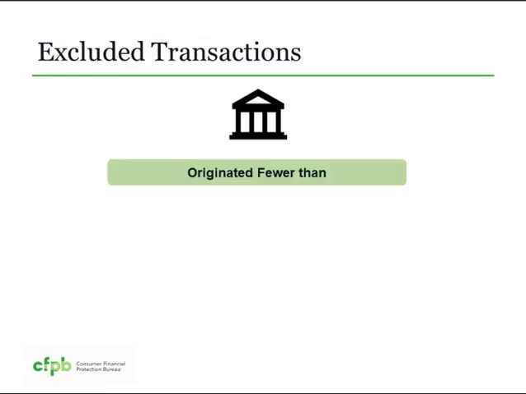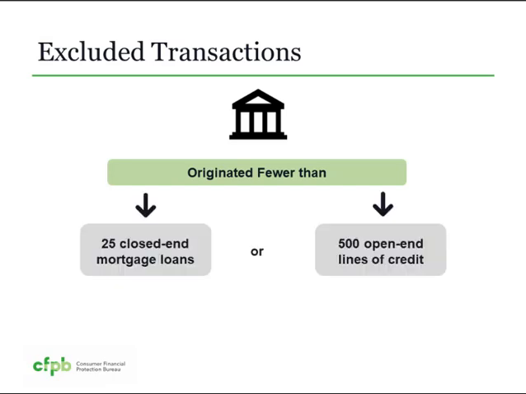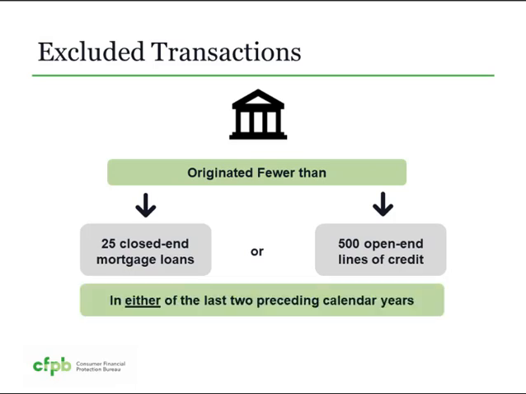The final topic to point out in the category of excluded transactions is that a financial institution may not have to report data on all of its covered loans. Regulation C includes transactional thresholds that exclude either closed-end mortgage loans or open-end lines of credit, depending on whether it originated fewer than 25 closed-end mortgage loans or 500 open-end lines of credit in either of the 2 preceding calendar years.